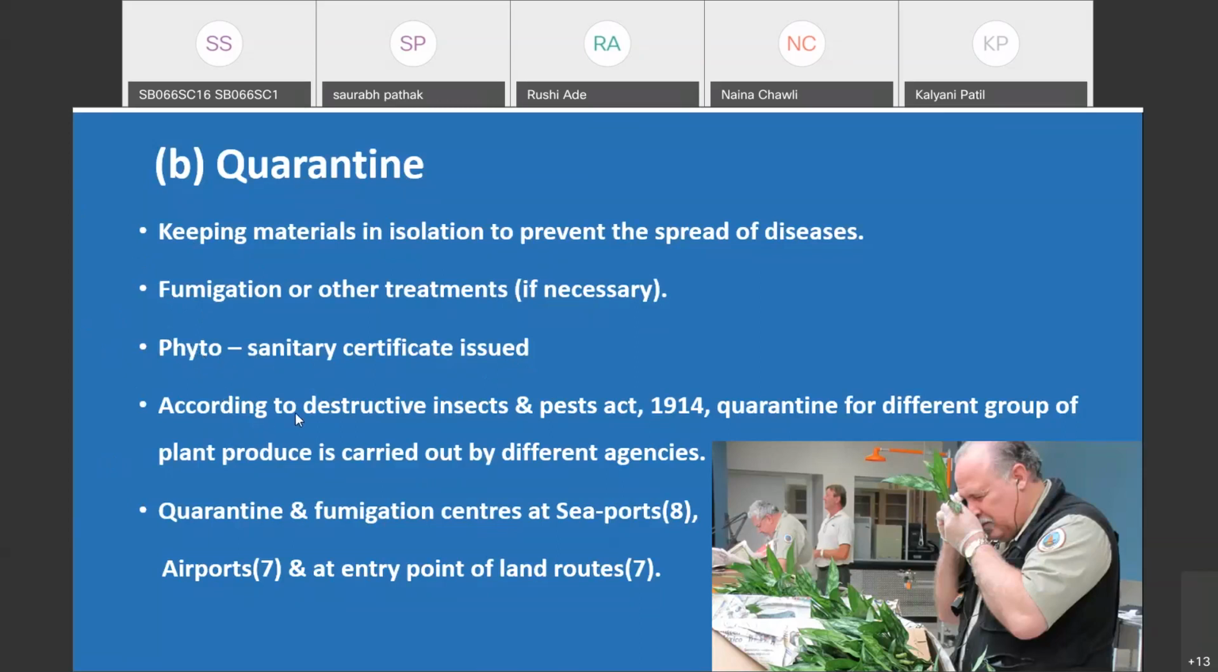Okay, then according to the Destructive Insects and Pests Act 1914, quarantine for different groups of plant produce is carried out by the different agencies. Okay, there are different agencies or different institutes which are working for the quarantine process. Then the quarantine and fumigation centers are established at 8 seaports, 7 airports, and at the entry points of the land routes. Okay, at 7 land routes, the quarantine and fumigation centers are established.